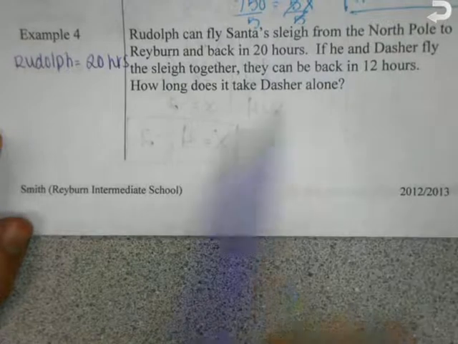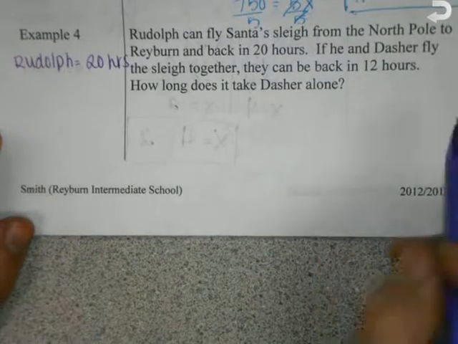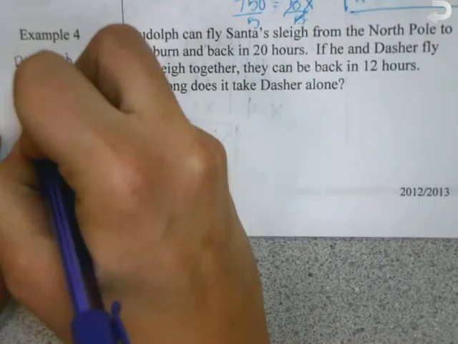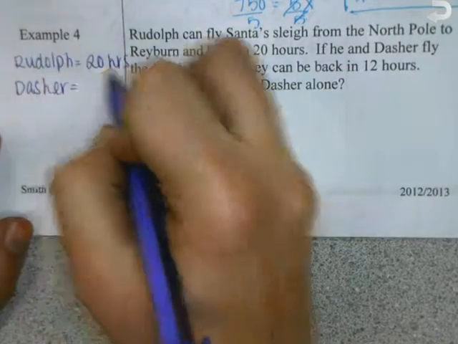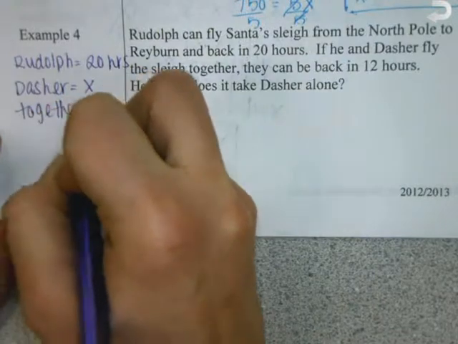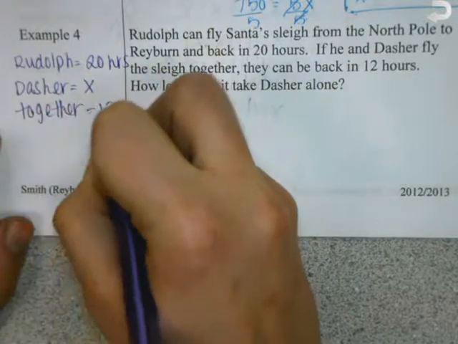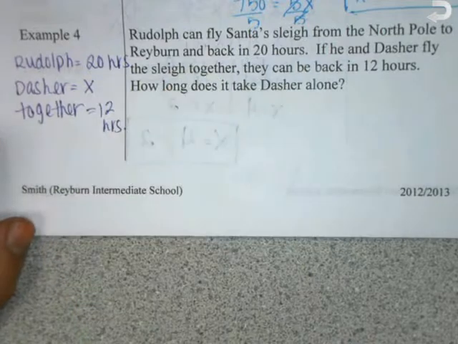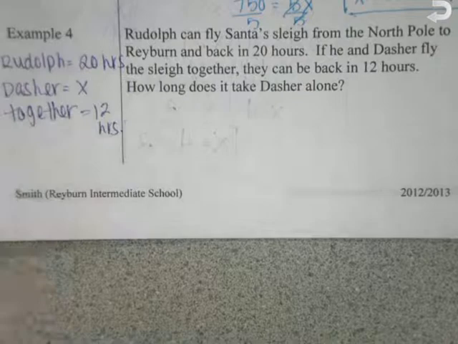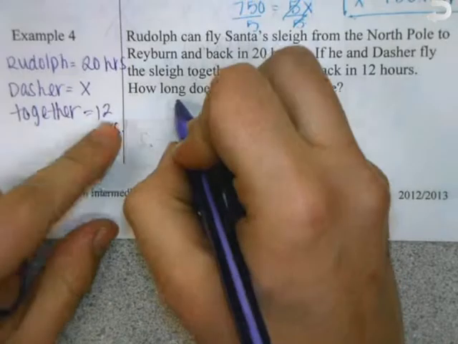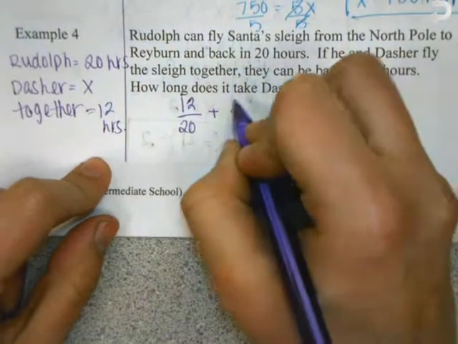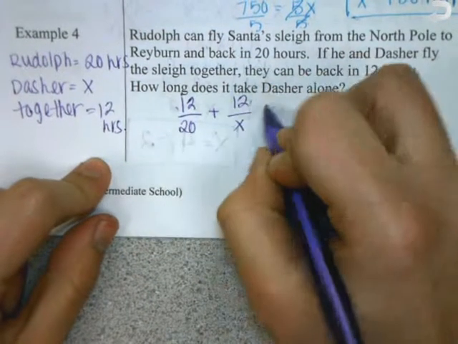So do we know how long it takes Dasher by himself? No, so let's call it X. Together is what? 12. Set up the equation and solve it right now. Okay guys, so together, which is 12, over individual, that's Rudolph, 20, plus together over individual, X, equals 1. What's the GCF or the LCD here? 20x. So multiply everything by 20x.